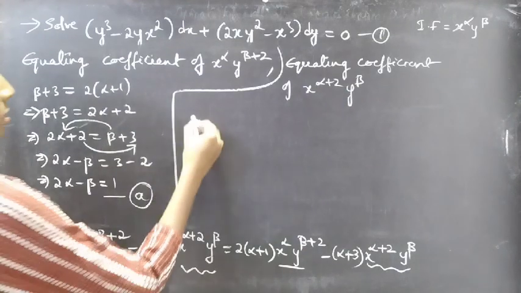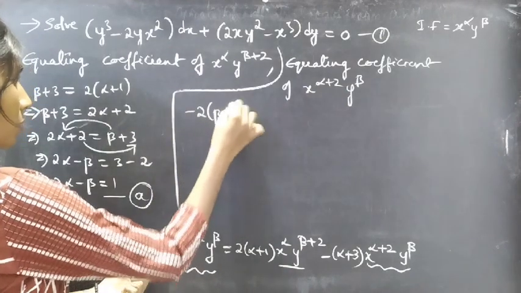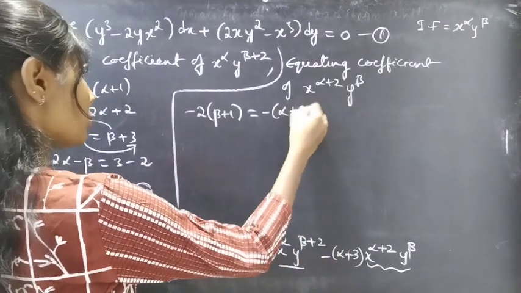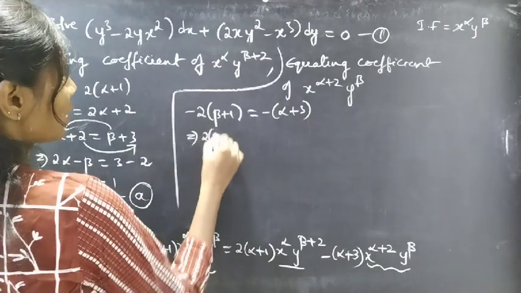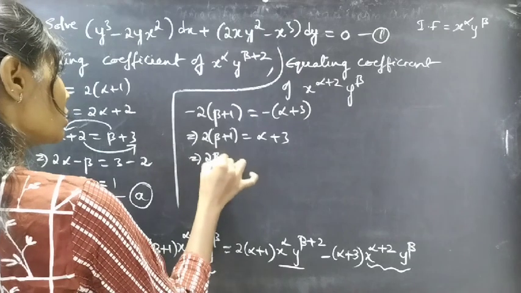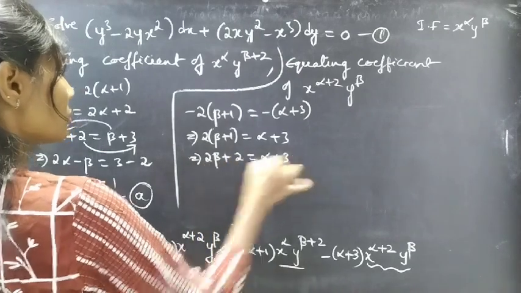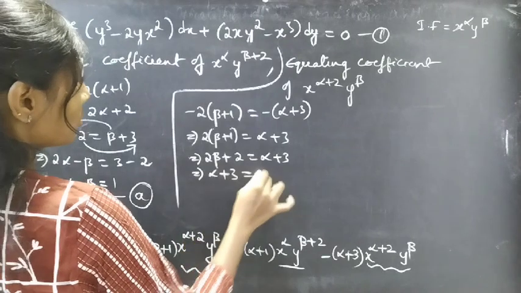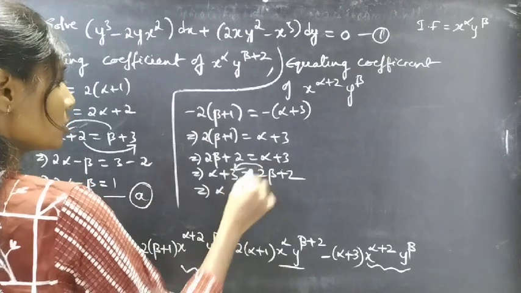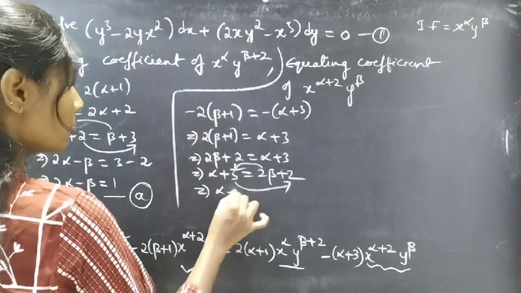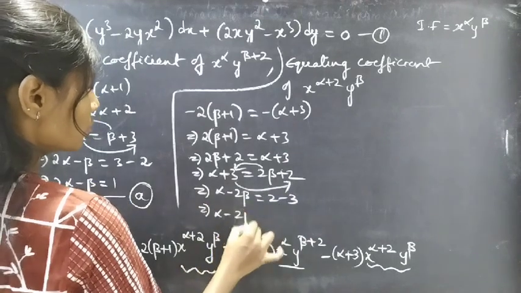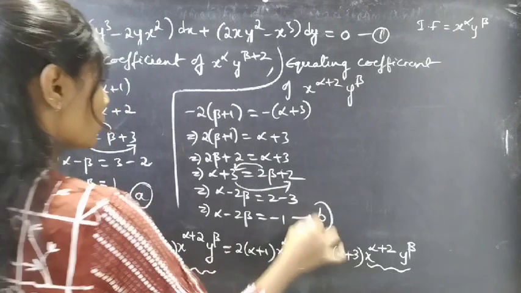We'll get −2 times (β+1) equal to −(α+3), which gives us 2 times (β+1) equal to α+3, or 2β+2 equal to α+3, or α+3 equal to 2β+2. Now bring this 2β to the LHS and take this 3 to the RHS. You'll get α−2β equal to 2−3, which gives us α−2β equal to −1. Consider it as equation number B.